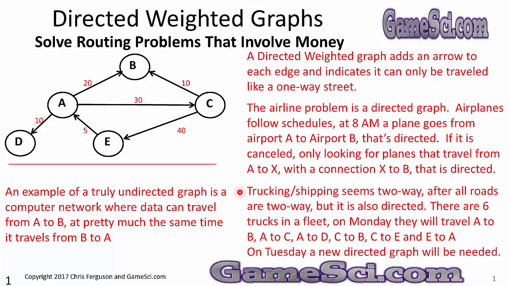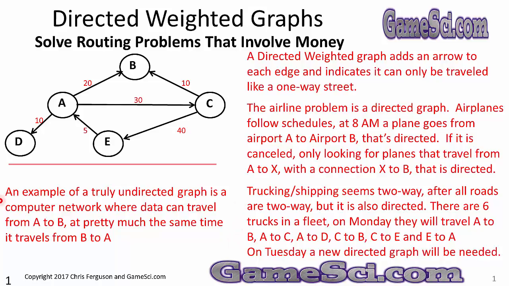Trucking/shipping seems two-way. After all, roads are two ways. But it is also directed. There are 6 trucks in a fleet. On Monday, they will travel A to B, A to C, A to D, C to B, C to E, and E to A. On Tuesday, a new directed graph will be needed. Trucks can only travel in one direction on the same day.